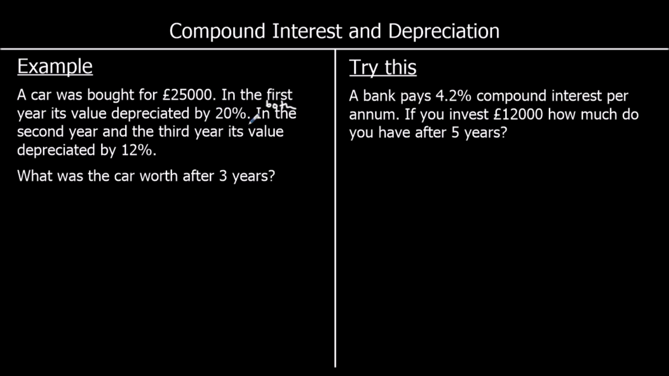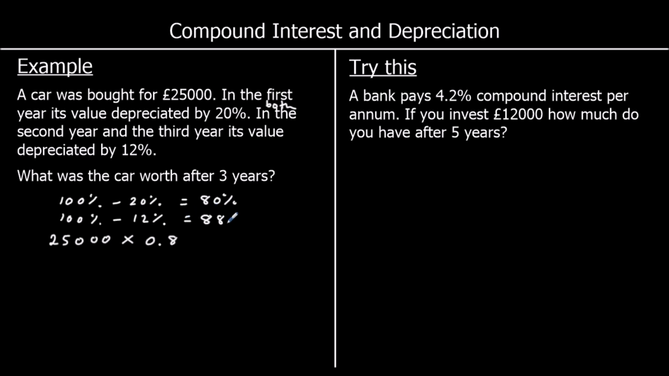So to take off 20% in one calculation, so if I've got 100%, which I start with, and I take off 20%, that means I've got 80% left. So I can take off 20% in one calculation by multiplying by 80%, or even better, as a decimal, 0.8. For the second and third year, I'm taking off 12%. So 100%, take away 12% would be 88%. So to take off 12% in one calculation, I can multiply by 0.88. 88% as a decimal. And I'm going to do this twice. Once for the second year, once for the third year.